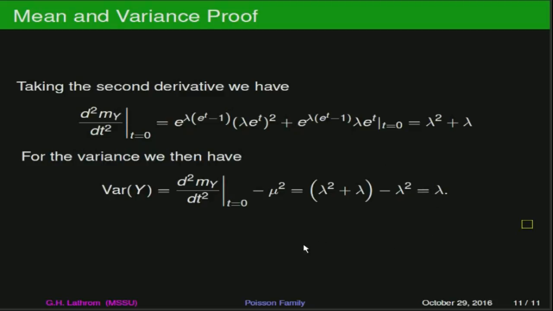So this takes us through most of the ins and outs, the definitions, the moment generating function, and the mean and variance for the Poisson family of distributions.